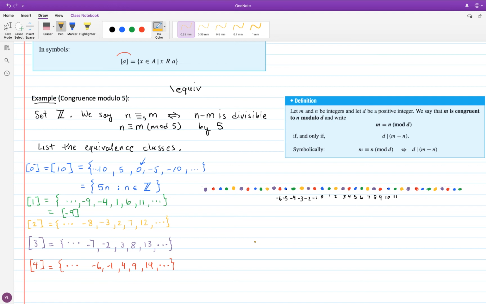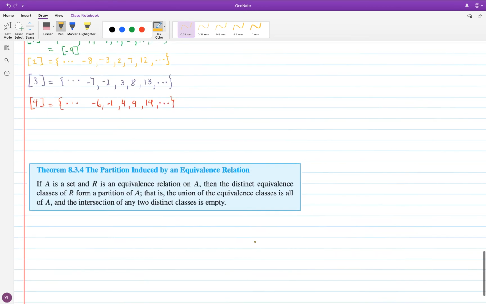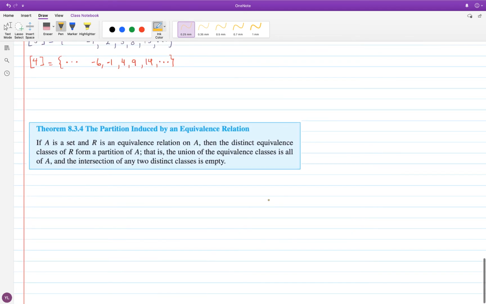Given an equivalence relation like congruence mod K, you can define a partition of the set. If you gather together the elements of the set into their equivalence classes, those classes will form a partition of the set. So that's the theorem that's listed here now, theorem 834. If you have an equivalence relation on a set and you define the collection of equivalence classes, that will be a partition of the set.